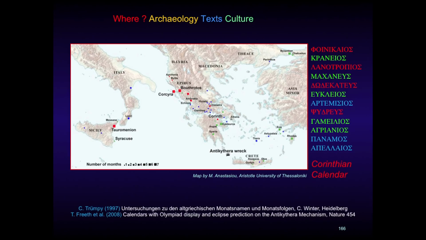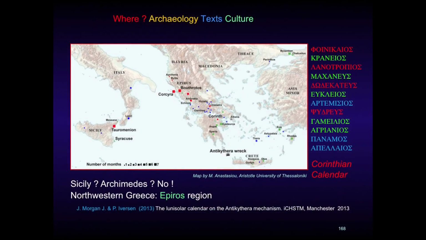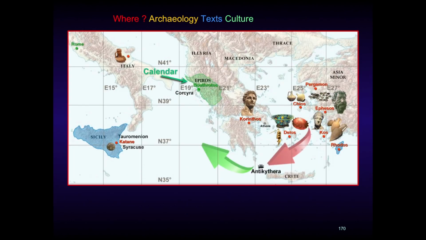It's a very exciting new result. And we got even more excited by the idea that maybe this linked the mechanism to Sicily and Archimedes. But later work by John Morgan and Paul Iversen at Case Western University suggests that this is wrong. They believe that this is a calendar most likely from the northwestern area of Greece called Epirus. Let me put that on the map there. That's Epirus there. And this was quite convincing evidence that there's a connection with Epirus.